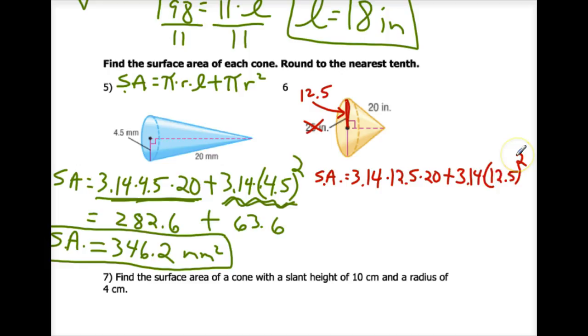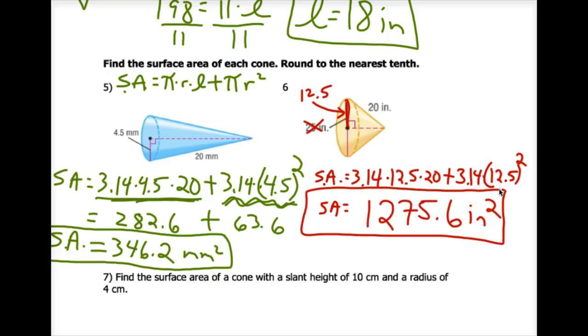Squared. Okay. Did anybody do it as two problems? What are the two numbers? I don't have those written down here. Anybody got it as two numbers? I did it in one go, but I think you get 1275.6? Yeah. That's the final answer. Inches squared, that's total surface area.